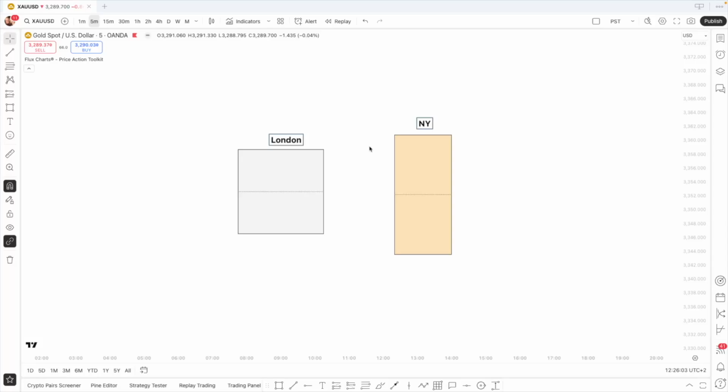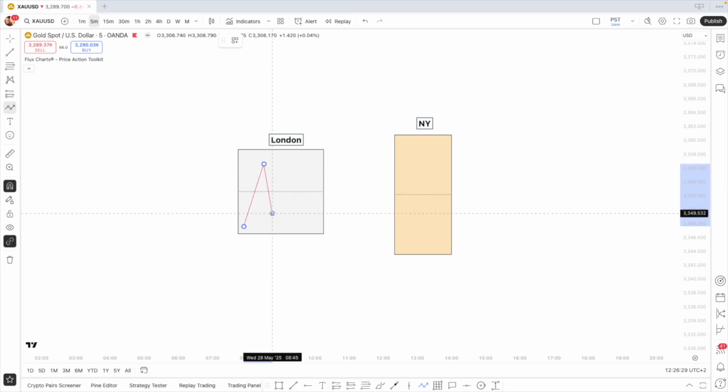So in today's video, we are going to look at the London session and New York session and how we can take trades during New York on what London tells us. So what we look for today, we want to look for either the London high or the London low to be taken out and look for a reversal, or we are going to look for a continuation.